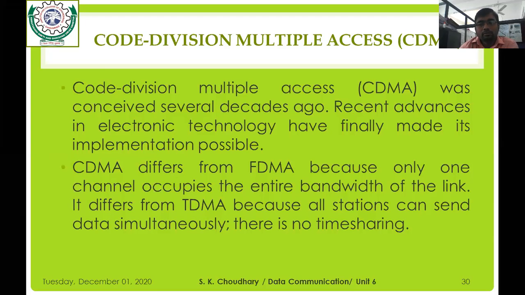CDMA differs from FDMA because only one channel occupies the entire bandwidth of the link. In the case of FDMA, we have to divide the channels into different frequency slots, but here only one channel occupies the whole bandwidth of the link. It also differs from the TDMA technique because all stations can send data simultaneously. There is no time sharing in the case of CDMA.